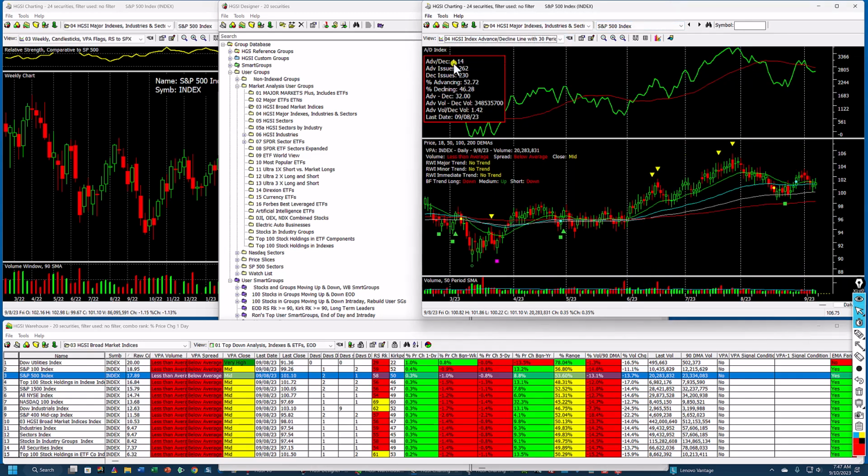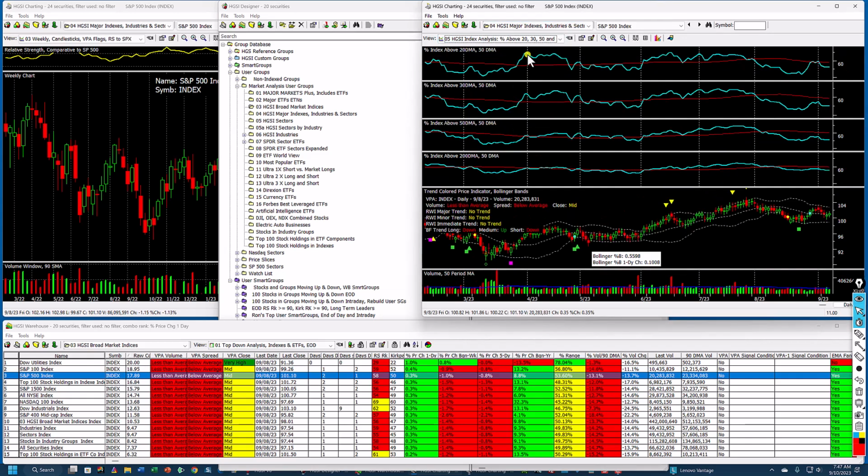So here is the advancers versus decliners. You can see the actual numbers here on the S&P 500 for Friday. There are 262 advancers, 230 decliners. We saw that on the bigger chart. So the advancers are slightly outpacing the decliners.